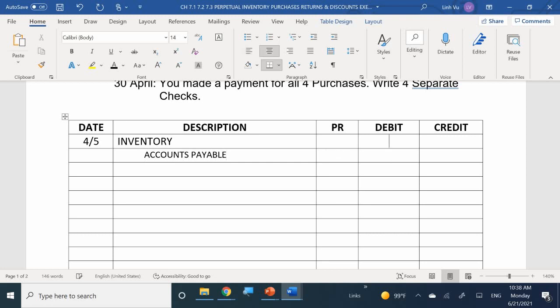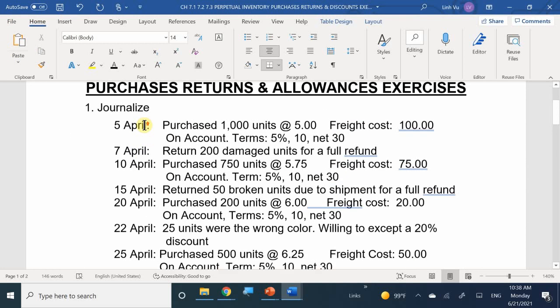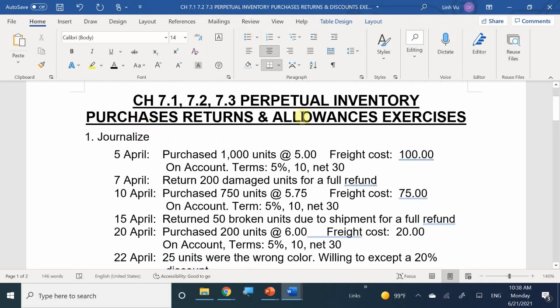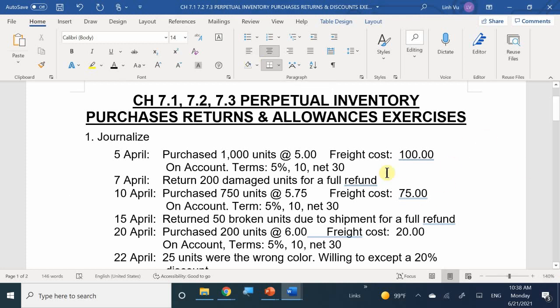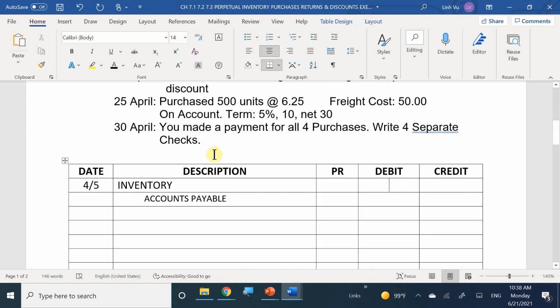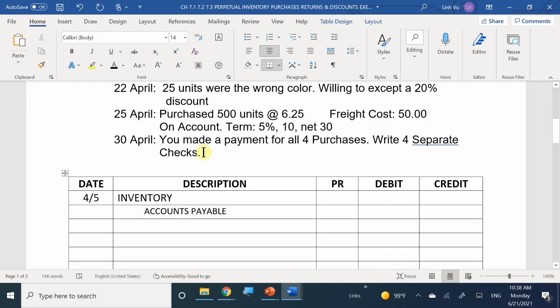Okay, for how much? I got 850. This is 1,000 units at $5 each. So you take the discounts right away, right? No, in this case, no. We're assuming gross method. So it's 5,000 plus 100 freight, 5,100, because we're including all costs and associating them all into inventory.